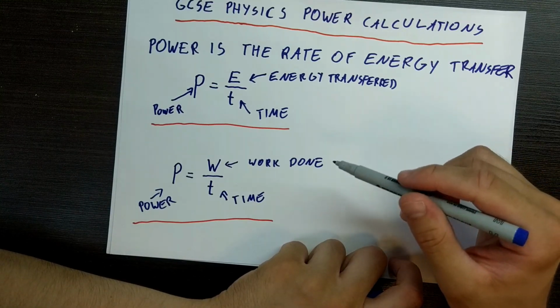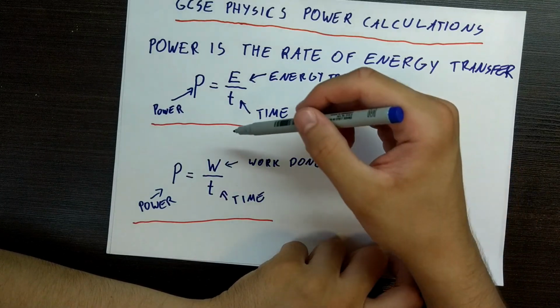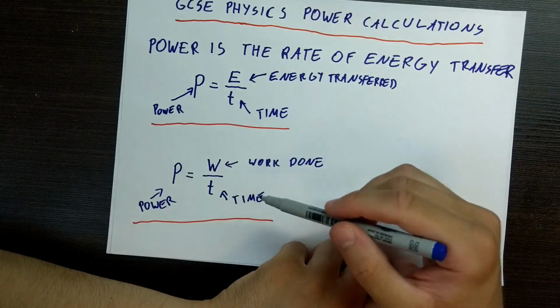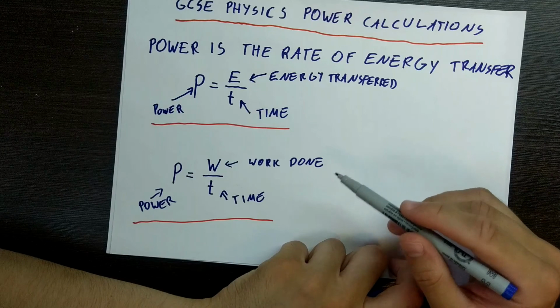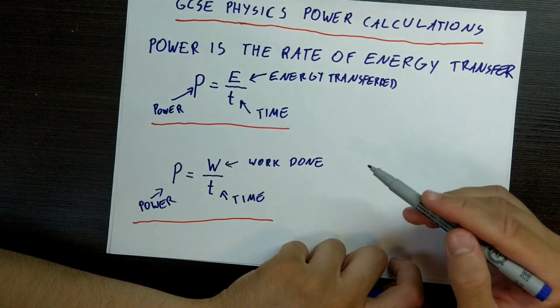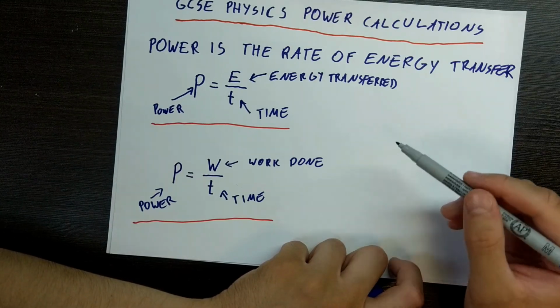Now, okay, so that's how it's different. Whereas power is work done over time, the rate of work done. It is how much of that work is done per second. So this is how we differentiate between work done and power.